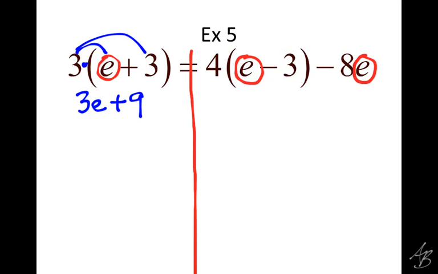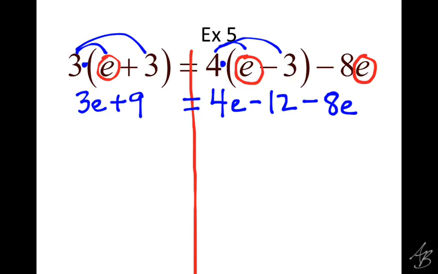And then we can distribute over here also, right? What is 4 times e? And what is 4 times negative 3? Negative 12. Okay, what do we do with anything that didn't distribute? Just bring it down. So we've got our equal sign on the line, and we've got our minus 8e there.